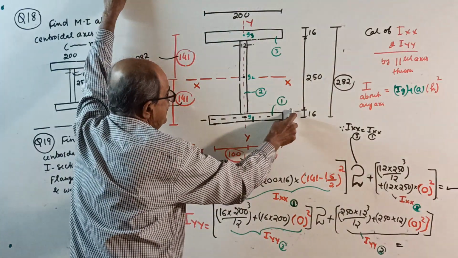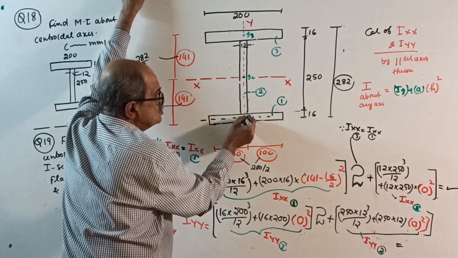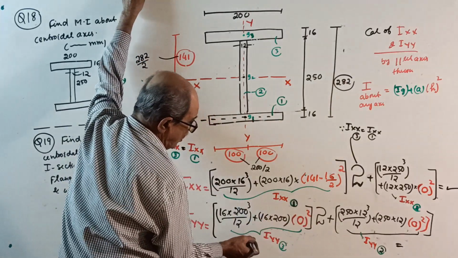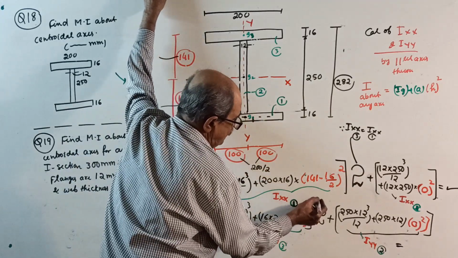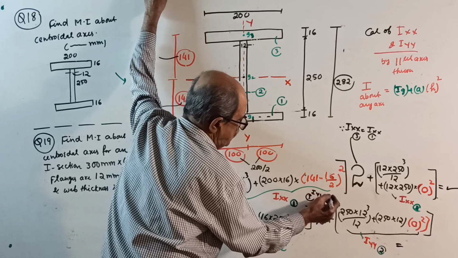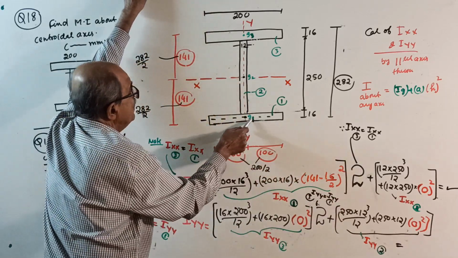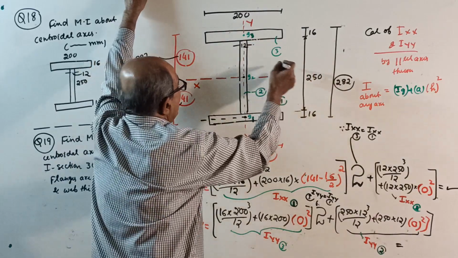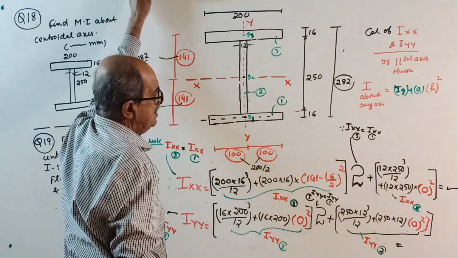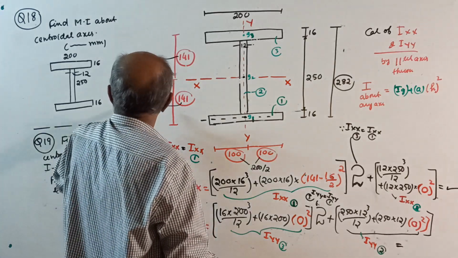Then, same way, I about YY. Start: 16 into 200 cube by 12 plus area into 0 square, since G1 lies on YY. Multiply by 2, why? Because I about YY for 3 is equal to I about YY for 1. Whatever you got for this one into 2, plus for this one, I about its own axis: 250 into 12 cube by 12 plus area into 0 square. Over. This will complete it. Easy question.